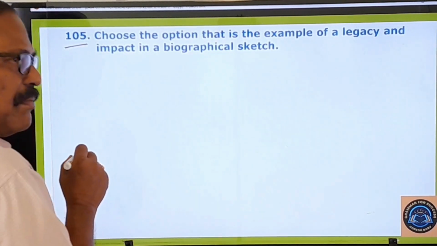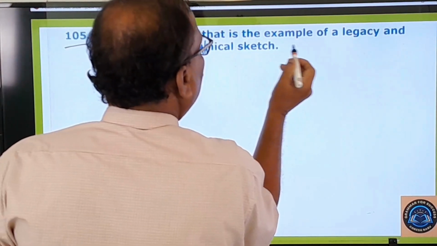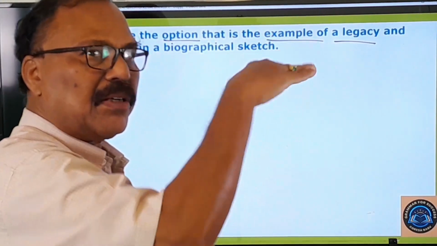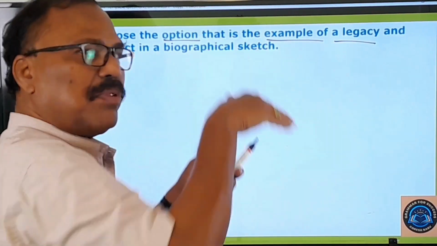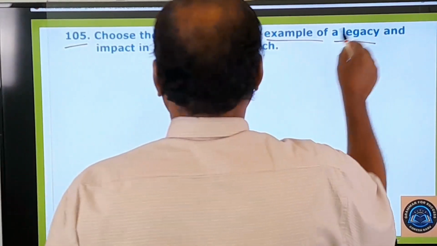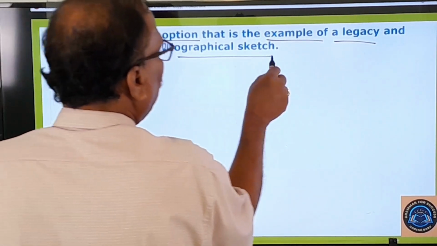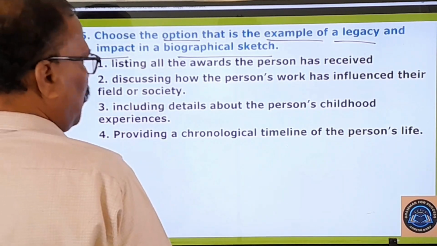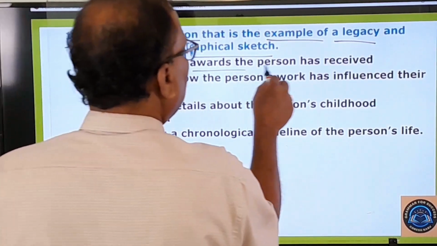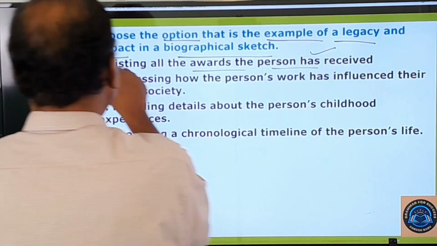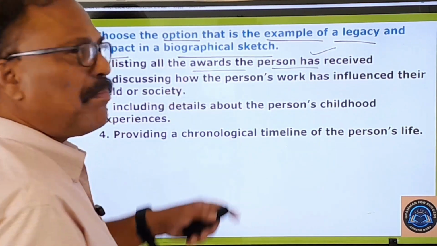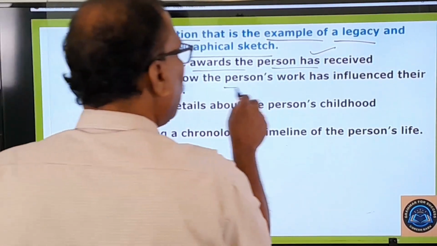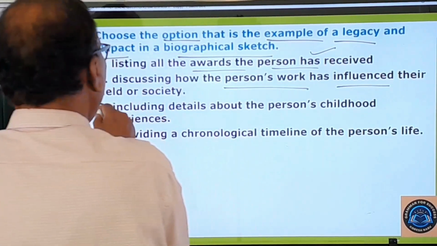105th question. Choose the option that is the example of legacy. Legacy means what? Something transmitted by some ancestor to the predecessor. So an example of legacy and impact in a biographical sketch. What is that? Here you pay attention. These are the options. Listing all the awards the person has received. So this is not the right one. Does it show an impact on others? So in a biographical sketch, no. Discussing how the person's work has influenced their field or society.